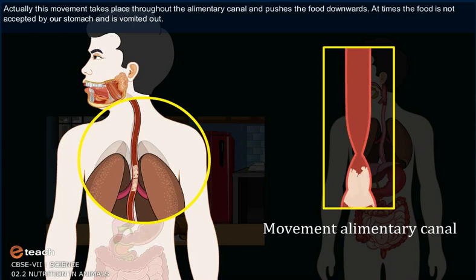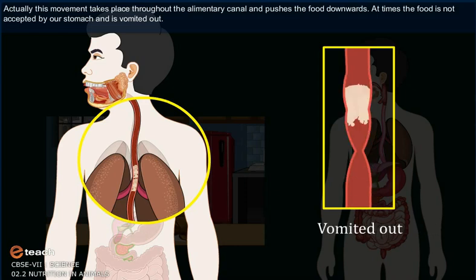Actually, this movement takes place throughout the alimentary canal and pushes the food downwards. At times, the food is not accepted by our stomach and is vomited out.